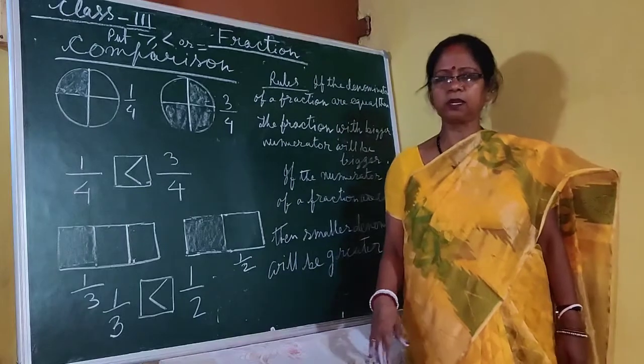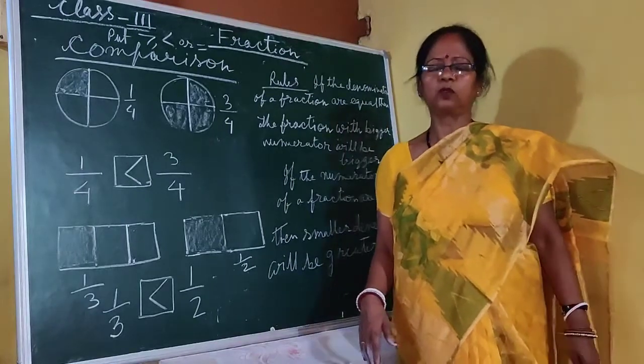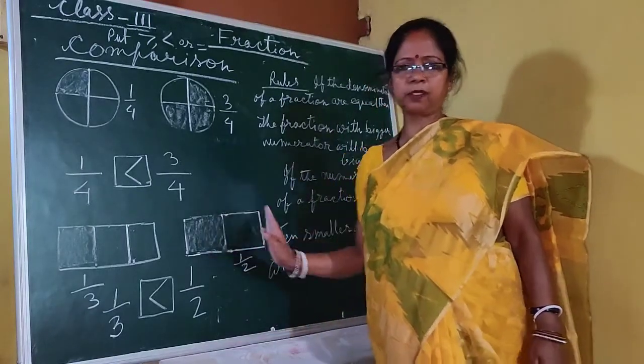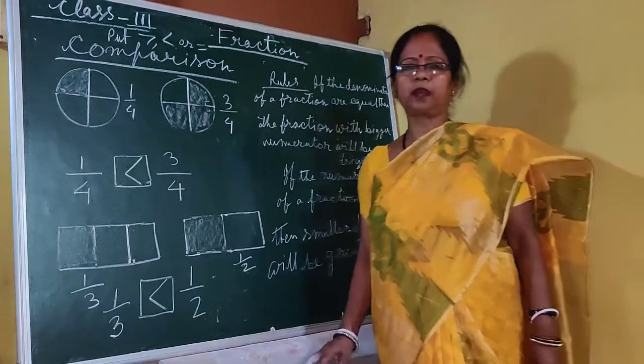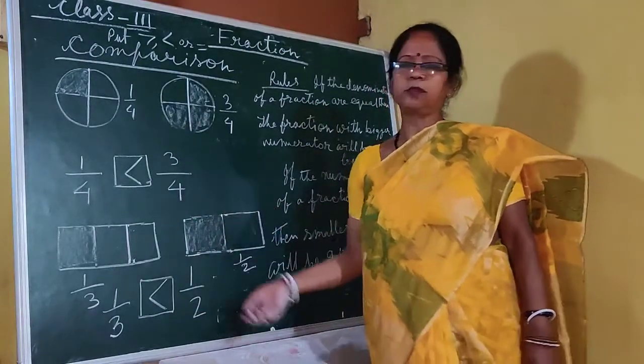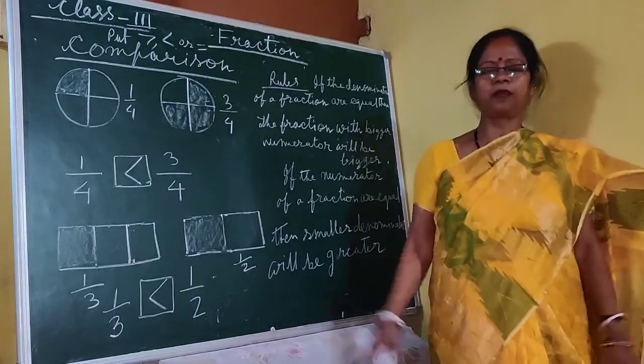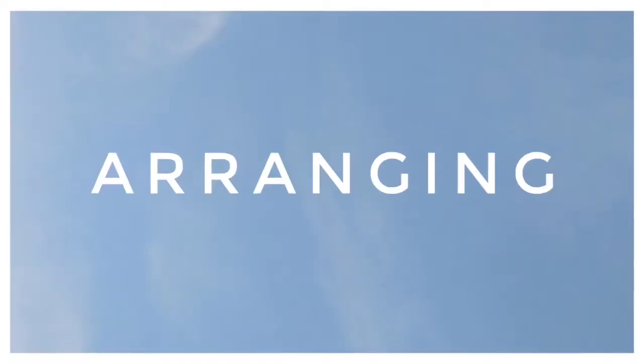So first the children will follow the book. According to the book, try to make them understand this explanation. Then in class 4, their doubt will be cleared. Unlike fractions I will make like fractions, then they can compare easily.